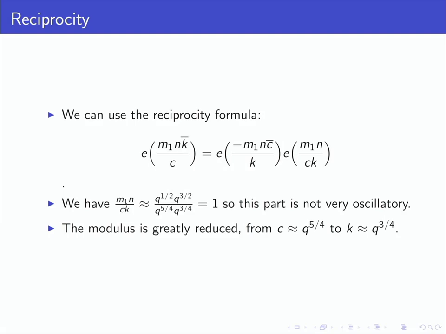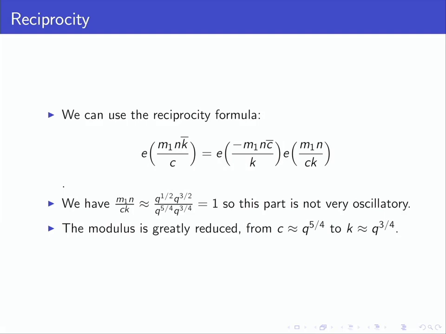And so basically, it's the Chinese remainder theorem. This is an elementary reciprocity law. It lets us replace K bar over C by C bar over K, with this correction factor, E of M1N over CK.